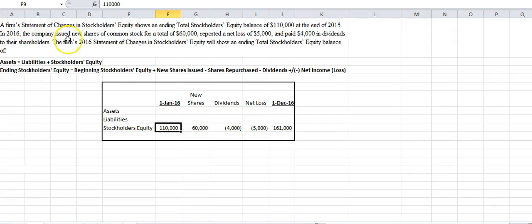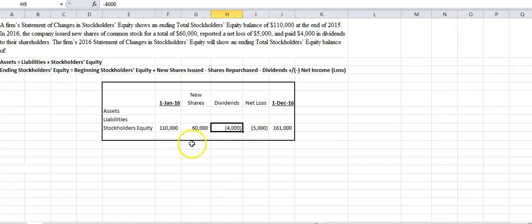That's what you started off with, right? It says the company issued new shares of common stock for $60,000. So that adds to your equity. That's more money that came in. Okay. Reported a net loss of $5,000. We'll put it here as a negative. And paid $4,000 in dividends. If you pay out $4,000 in dividends, that's going to reduce your equity.